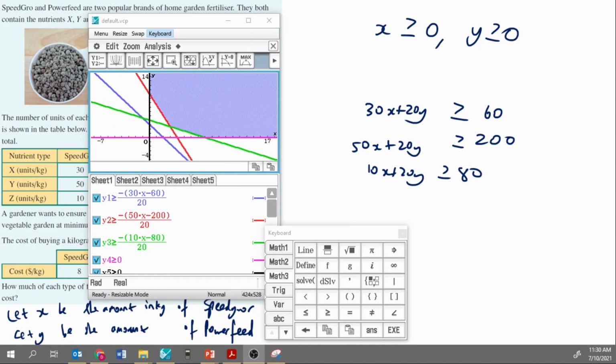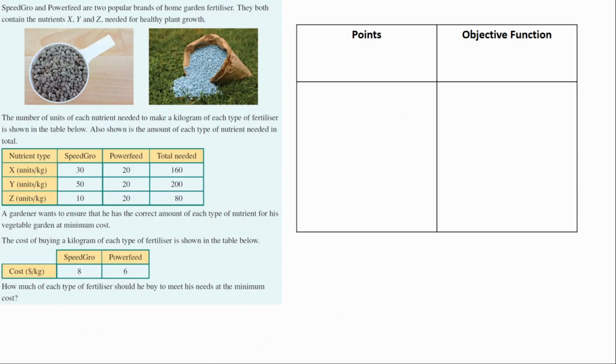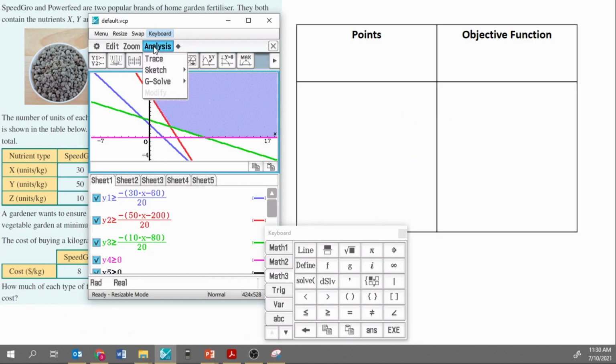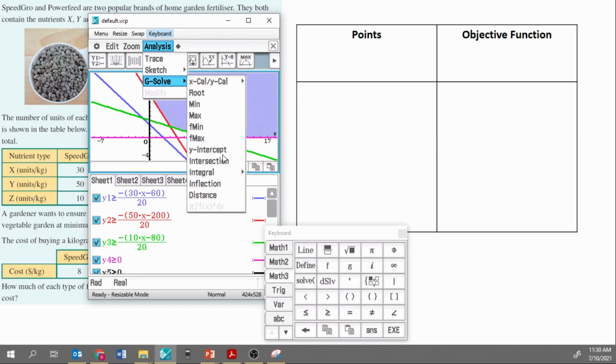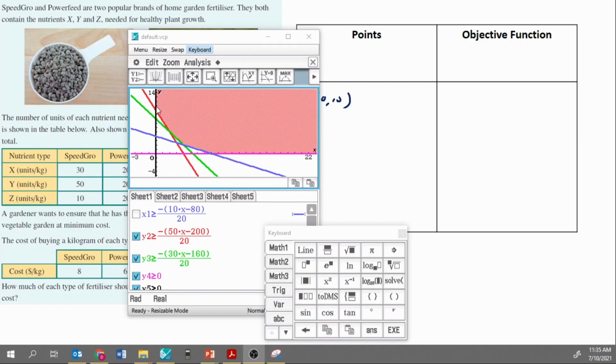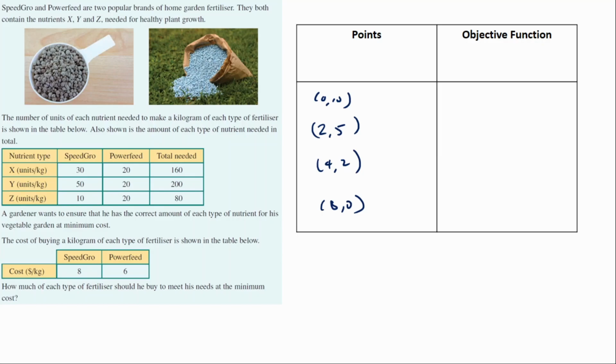Once you're here, you need to find the corner points. So you might want to get a table like that ready. So having a look, using the analysis, G-Solve, the intersection and the y-intercept, find all the corner points of the feasible region. So you should have a total of 1, 2, 3, 4 corner points. And if you found them correctly, these are your corner points. Let me know if you had trouble with that.